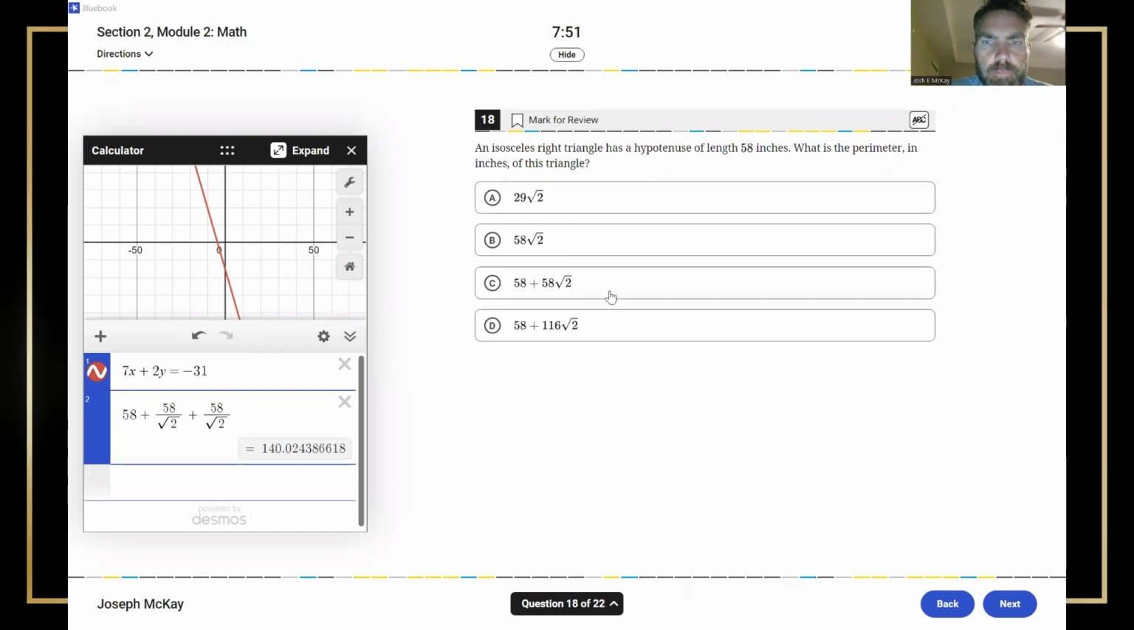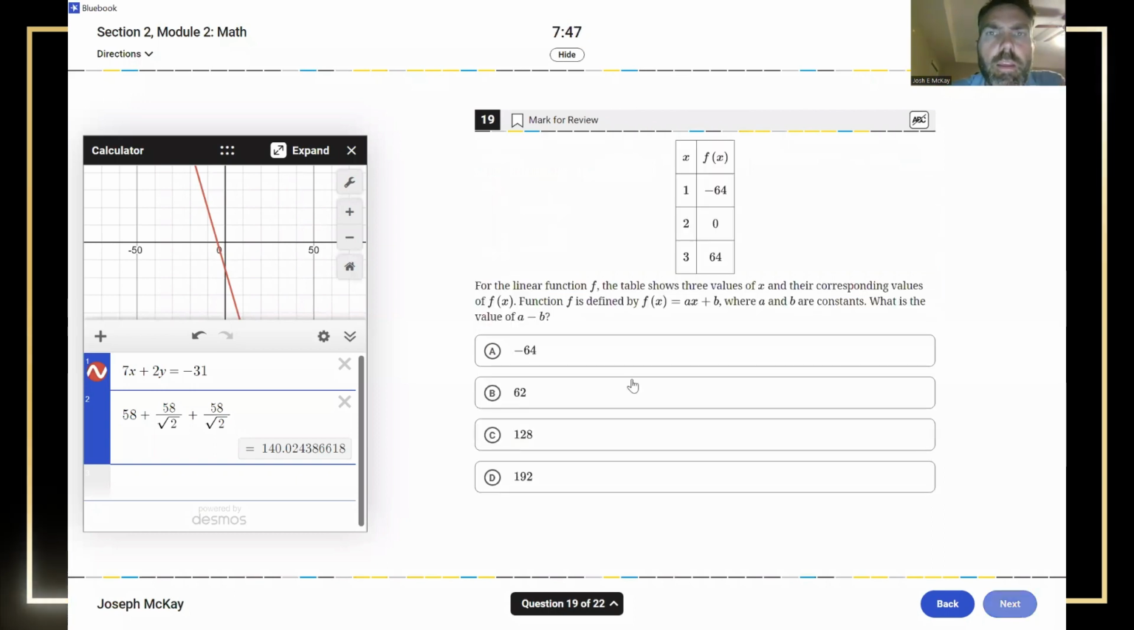This one. For the linear function f, table shows 3 values of x. A minus b. Oh, so they want me to find both the intercept and the slope and then subtract them. The intercept is just going to be, oh, I was about to say it's 2, 0, but that would actually be the x-intercept, and I need the y-intercept. So the slope here is clearly 64, because every time it goes up 1, it goes up 64.